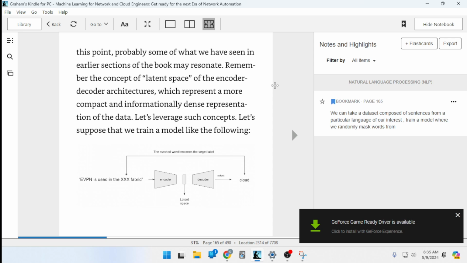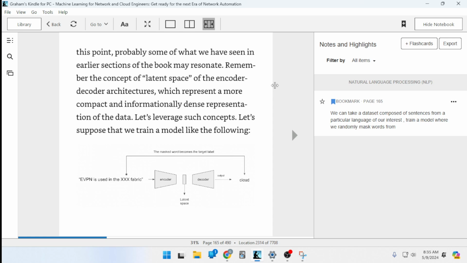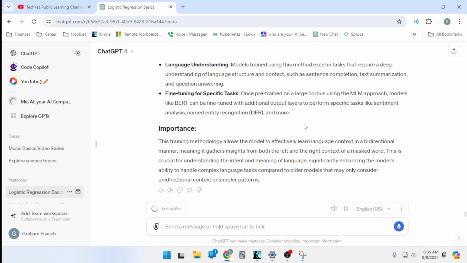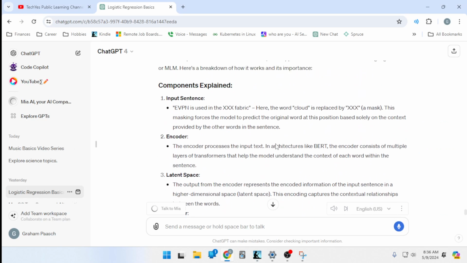Components explained. Input sentence. EVPN is used in the XXX fabric. Here, the word cloud is replaced by XXX, a mask. This masking forces the model to predict the original word at this position based solely on the context provided by the other words in the sentence. Encoder. The encoder processes the input text. In architectures like BERT, the encoder consists of multiple layers of transformers that help the model understand the context of each word within the sentence.